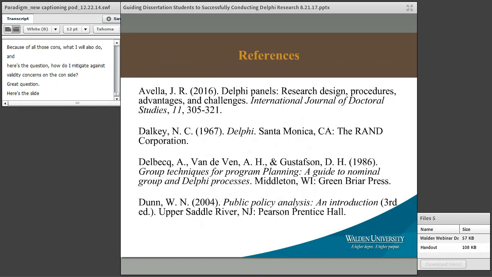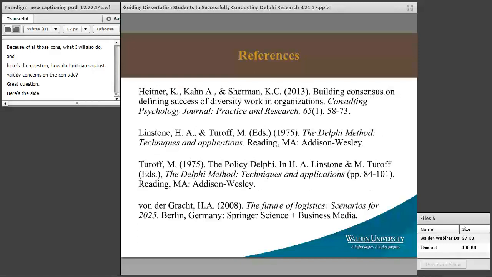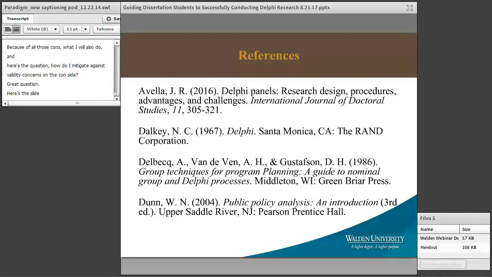The reference list, again, will give you the full APA formatted references to these resources. And I encourage you, I mean, he's my guy. This is great, this piece that he did over here. And you've got Linstone and Turoff as well. Here's the study that I did, which is published in the Consulting Psychology Journal: Practice and Research, on building consensus on defining success of diversity work in organizations, and so on.